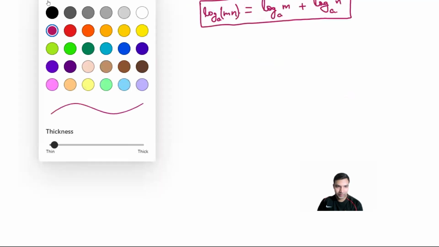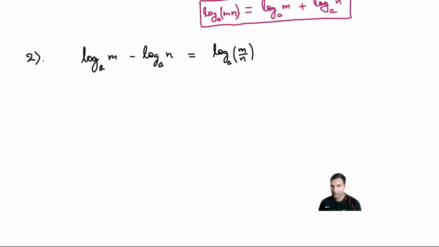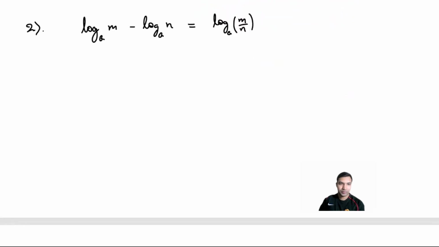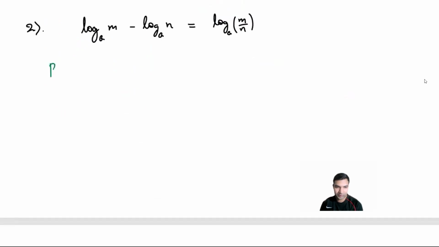So let me write it down here. Second property. So the second property says log of m to the base a minus log of n to the base a is equal to log of m over n to the same base a. All right. Now, as I have discussed, let's consider the proof of this. So how do we deal with the proof? We'll follow the same approach.